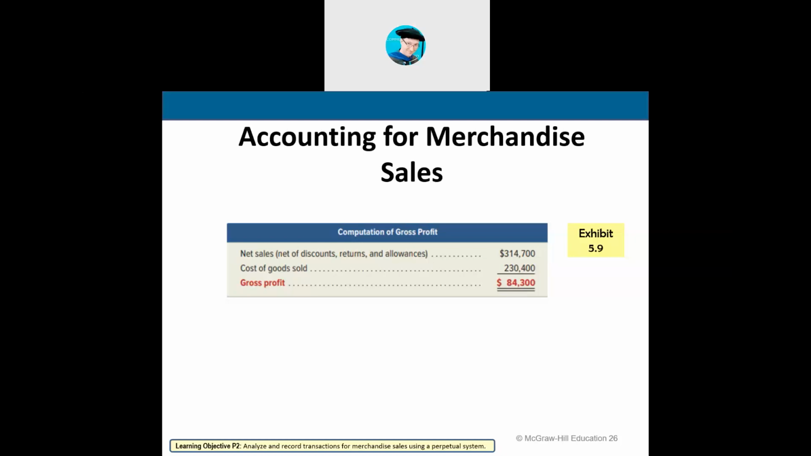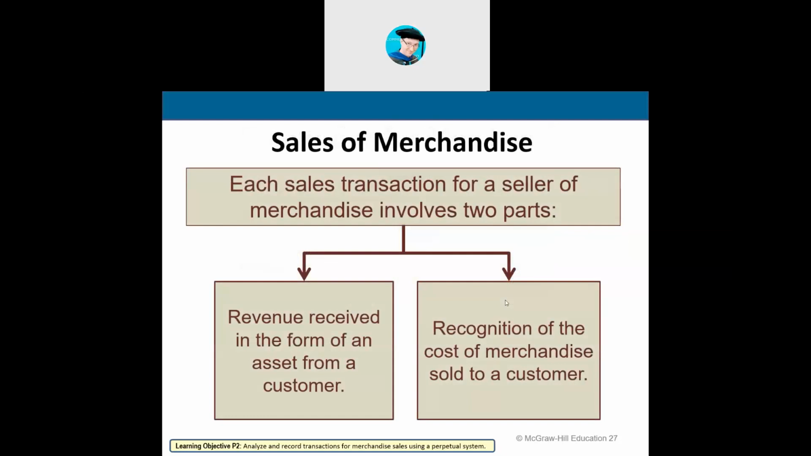Net sales minus cost of goods sold. As you know, cost of goods sold is the total cost of selling inventory to our customers. That equals gross profit. Gross profit is your profit before all of your expenses. That's how we compute gross profit: net sales minus cost of goods sold equals gross profit. And that's always at the very top of your income statement.